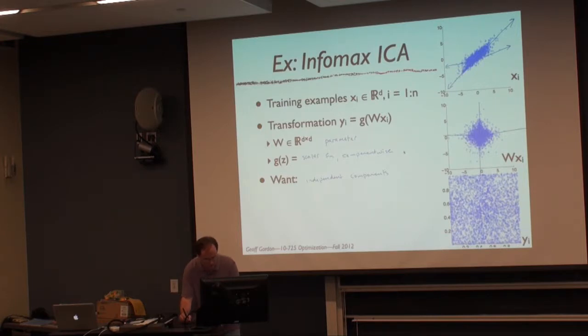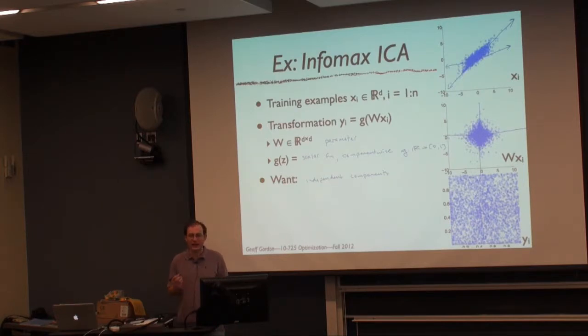In particular, g takes the real line into the unit interval, 0 to 1. If we apply this function component-wise, that means it takes the entire R^d into the unit cube in d dimensions. What we want then is to learn W so that the components of y are as close to statistically independent as we can make them, which I'll tell you later why that's a useful goal. But just suppose right now that we want independent components.